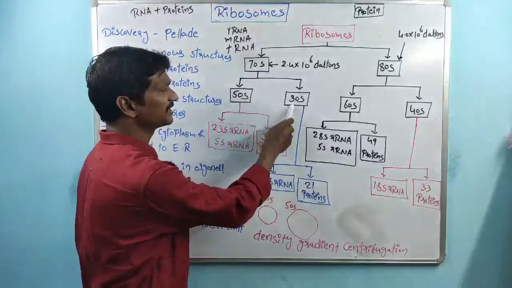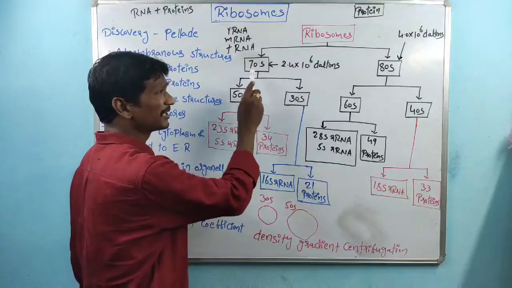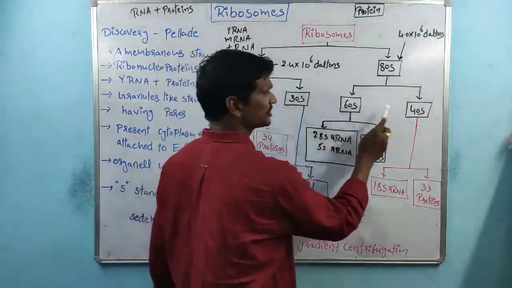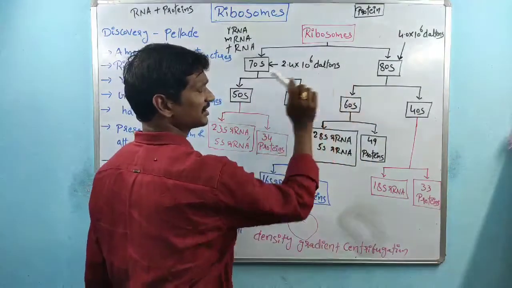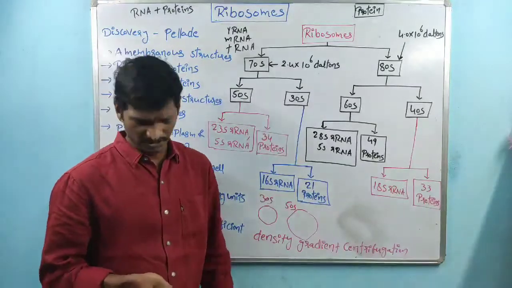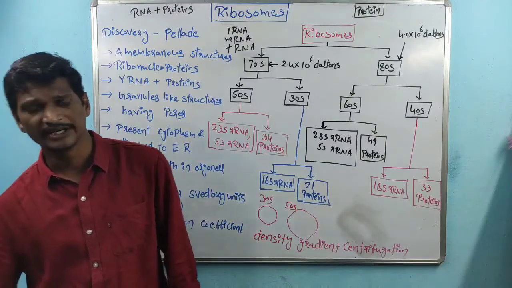Actually 50 plus 30 is equal to 80, right? But we did not mention 80 here, we mentioned 70, right? Here 60 plus 40 is equal to 100, but we mentioned 80. So why? The reason is, I already explained, I don't know how many of you remember.